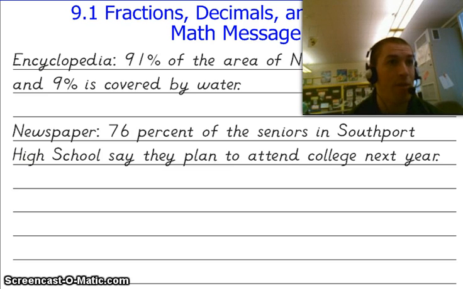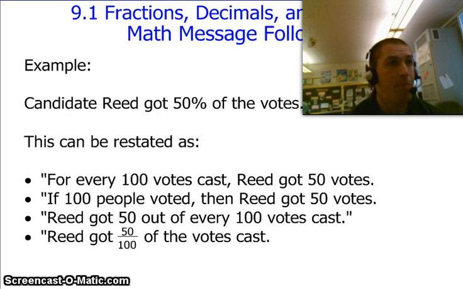In an encyclopedia, you found 91% of the area in New Jersey is land, and 9% is covered by water. You could look in newspapers. There's another example: Candidate Reed got 50% of the votes. Computer say for every 100 votes, Reed got 50 votes. If 100 people voted, then Reed got 50 votes. If Reed got 50 out of every 100 cast, or in a fraction, 50 out of 100.